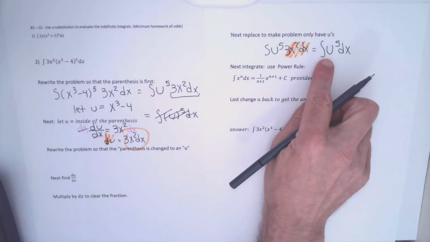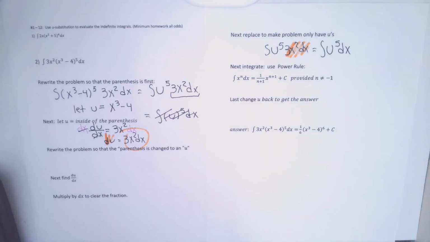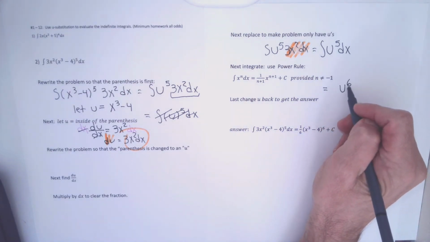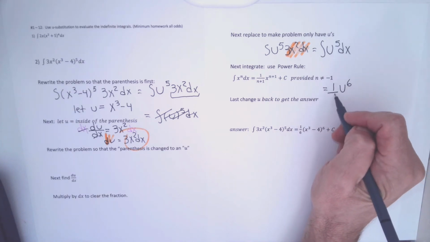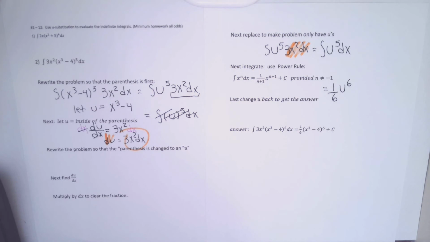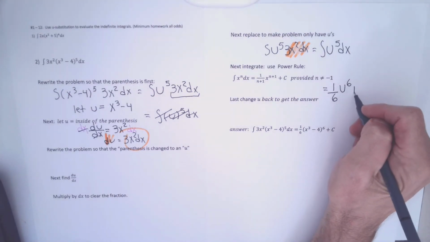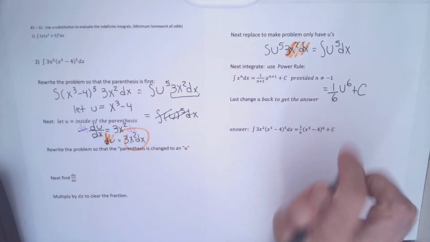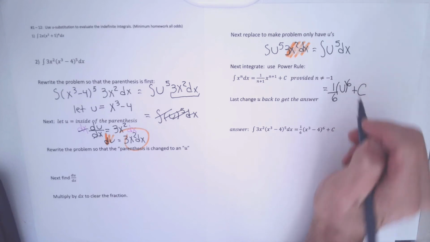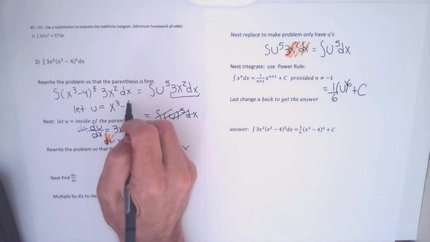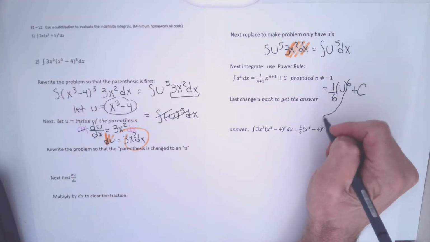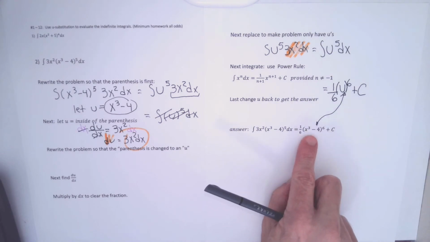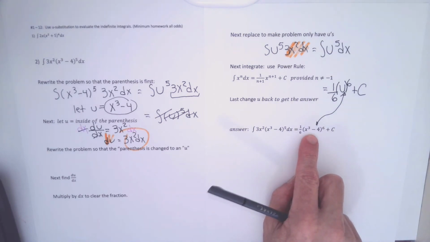Now this is just a generic variable to an exponent. I'm going to add one to the exponent to integrate now using the power rule. So I add one to the exponent, multiply by a fraction that has 1 in the numerator and the new exponent in the denominator. Then I tack on a plus c. Almost done, but my answer can't have u's. My answer needs to have x's, and maybe it helps if I think of that u in a parentheses. I'm going to change the u to x cubed minus 4, and I get my answer as 1/6 times the quantity x cubed minus 4 to the 6th plus c.